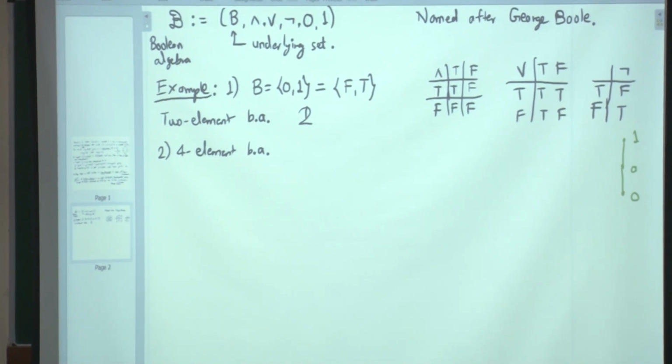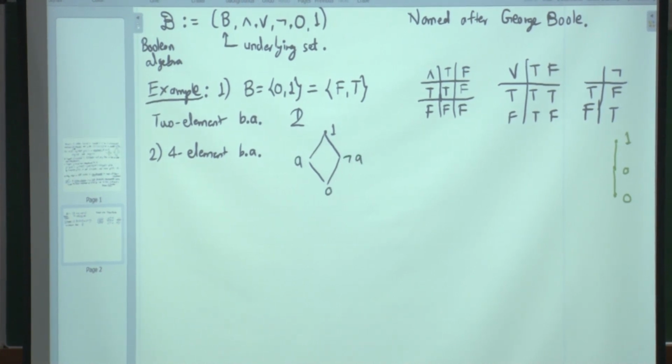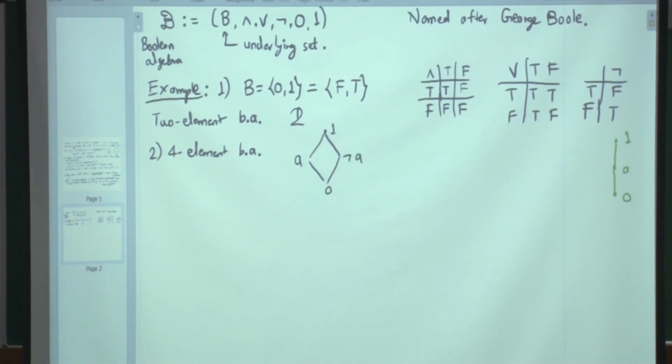I am just going to draw it. 1, 0, A and negation A. Okay, this is the 4-element Boolean algebra. There cannot exist any other 4-element Boolean algebra. Yeah, just this one. Then what cardinality do you think the next Boolean algebra will appear?